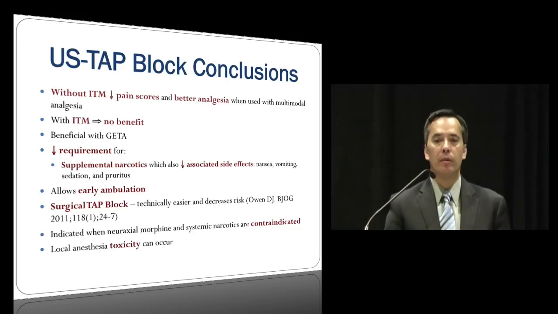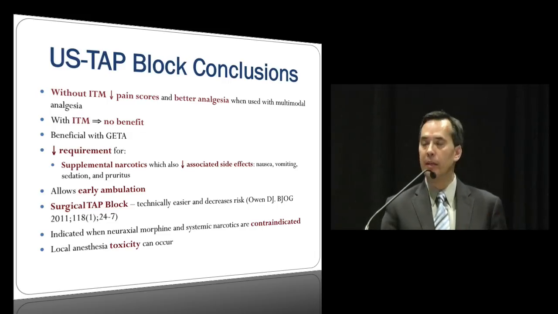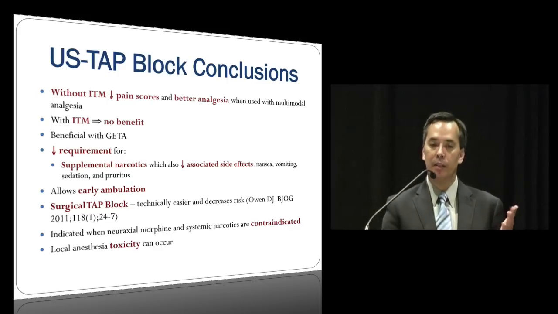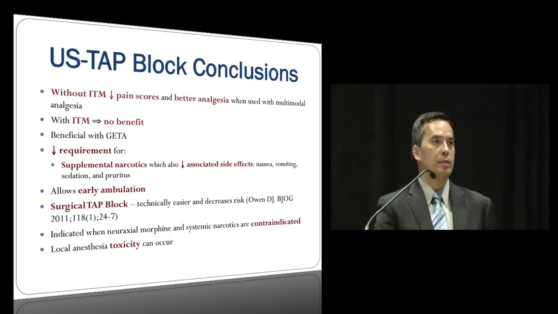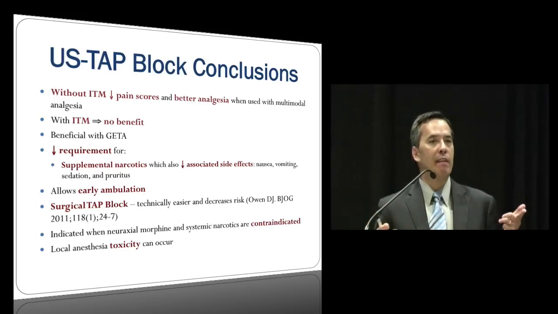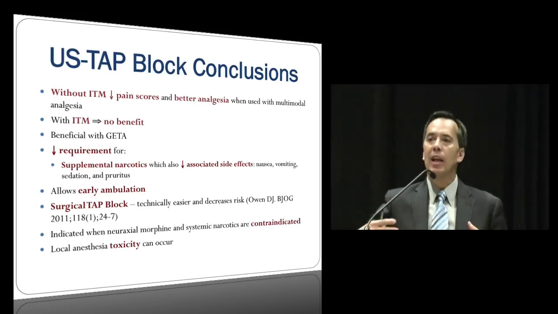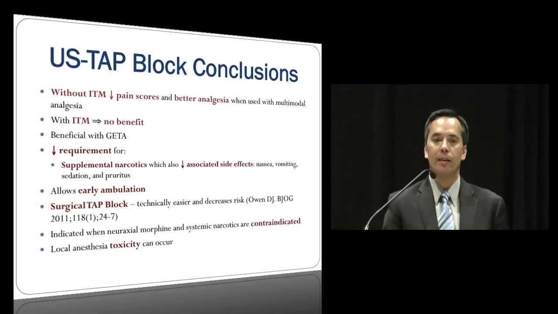It is beneficial with general anesthetics. It does decrease the requirement for supplemental narcotics and also the associated side effects. It can allow for early ambulation, so for people that are morbidly obese or at risk for thromboembolism, it'd be good to give. And Owens talked about a surgical TAP block, and what they published is that when you're doing gynecological surgery, instead of anesthesia doing the block, you can have the surgeon do it. When they're closing, right in that layer, between the transversus and the internal oblique, they can inject local anesthetic right there. I'm not sure many surgeons would do it, but in this study they did it and they had really good pain scores.